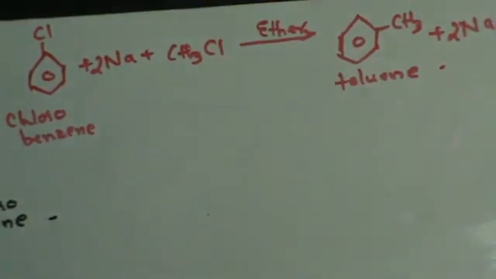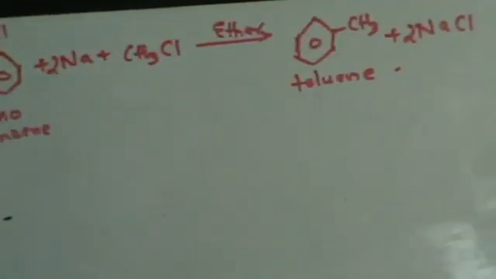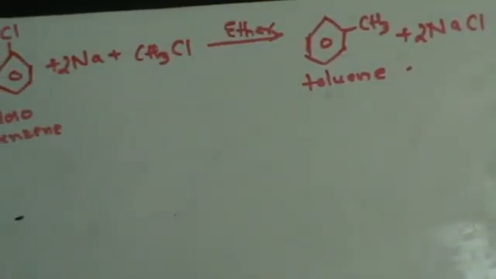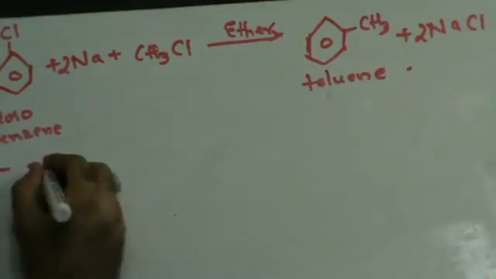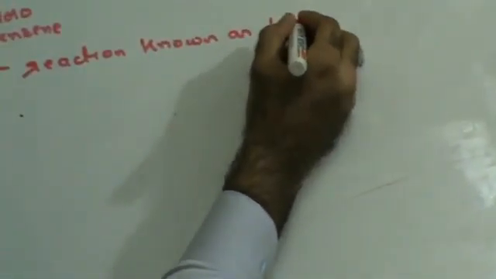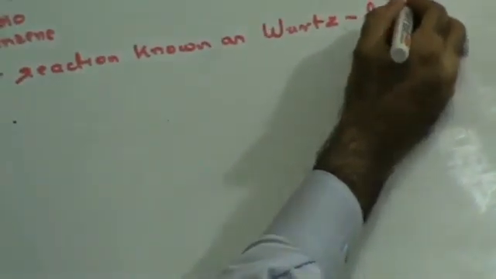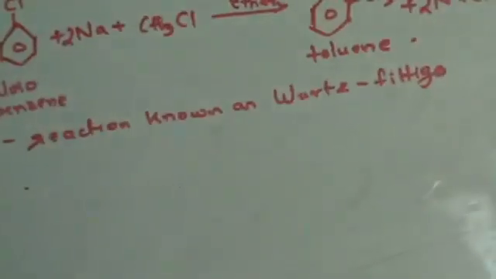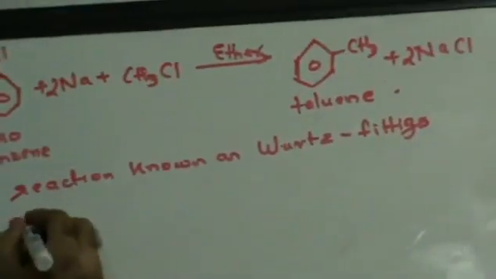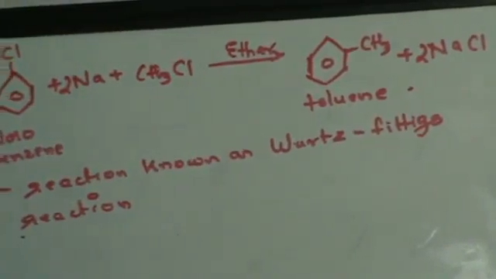This reaction where you are reacting a chlorobenzene with sodium metal in the presence of an alkyl halide is known as Fittig's reaction. This reaction is called a Fittig reaction.